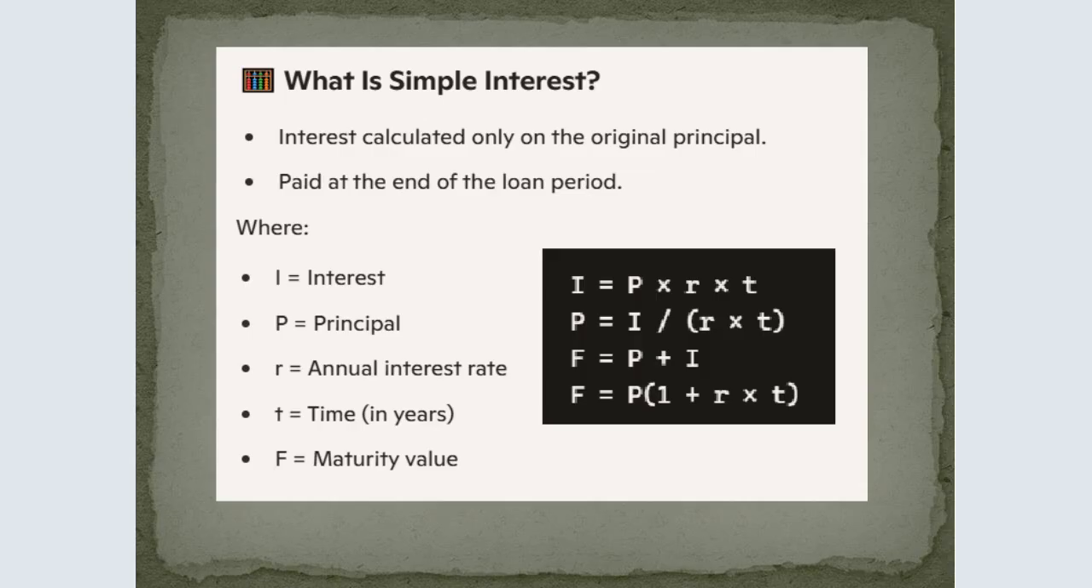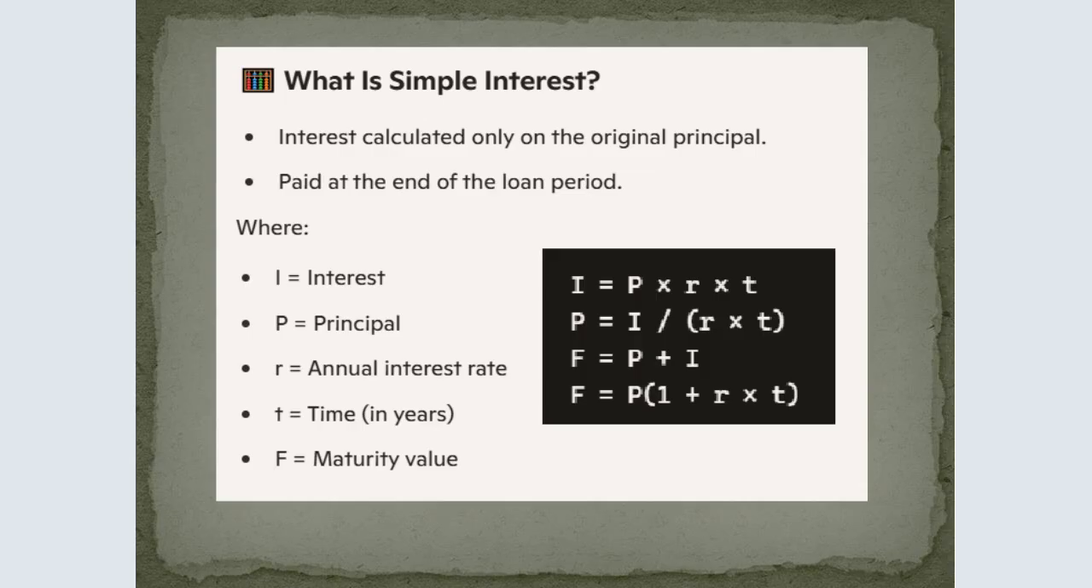The formula for simple interest is I is equal to P multiplied by r multiplied by t, where I is the interest, capital P is the principal, small r is the annual interest rate, small t is the time in years, and F is the maturity value, or we may say the future amount.